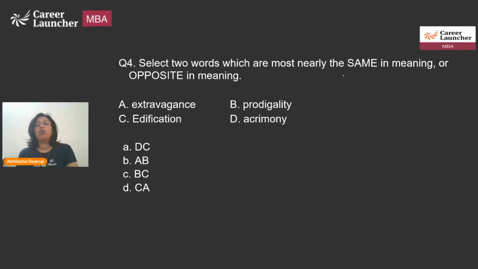Select two words which are most nearly the same in meaning or opposite in meaning. So you have to pick any two words which are either similar or antonymous in meaning: extravagance, edification, prodigality, and acrimony. And your choices are D, C, A, B, B, C, and C, A. Come on, guys. I'm waiting for your answers.